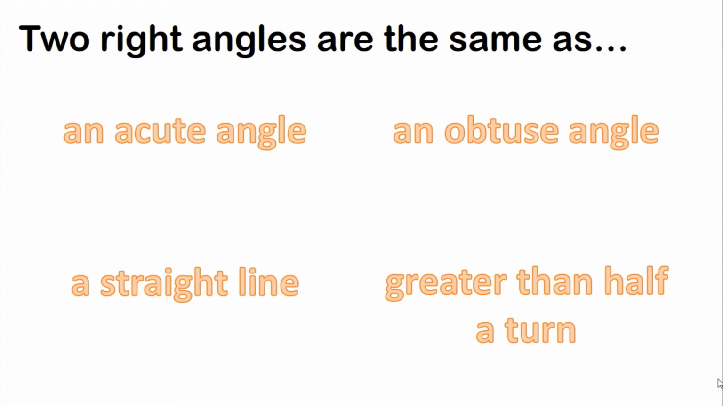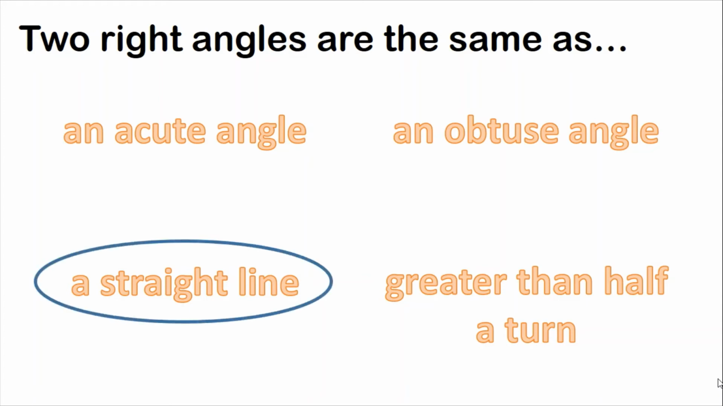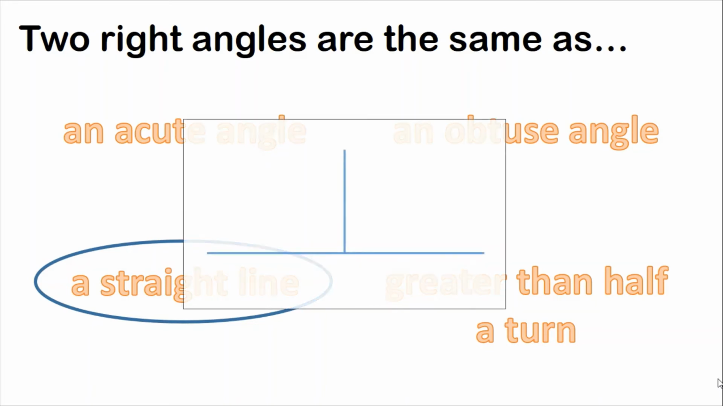5, 4, 3, 2, 1. The answer is a straight line. That's right. Let's have a look at a picture to show that. So I've got a straight line there. There's one right angle that's been drawn, and then it would turn with another right angle, which would end up creating a flat straight line, 180 degrees.